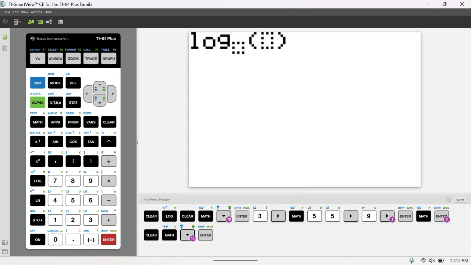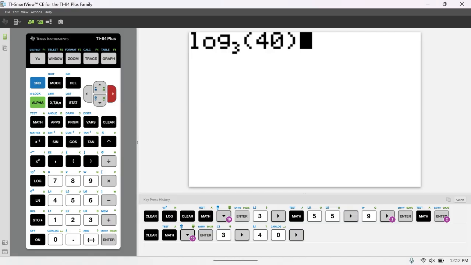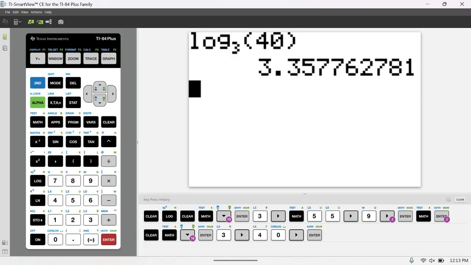Now I know it's hard to see because of where the projector is, but if you can see it, it's currently blinking over where I would put the little number. So I'll put the 3 there. I'm going to use my arrow key to shift to the parentheses spot. I'm going to type in 40. Does everyone understand how to put it in your calculator? If I hit enter, that's what I get.